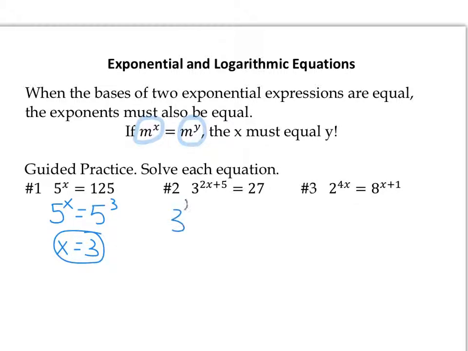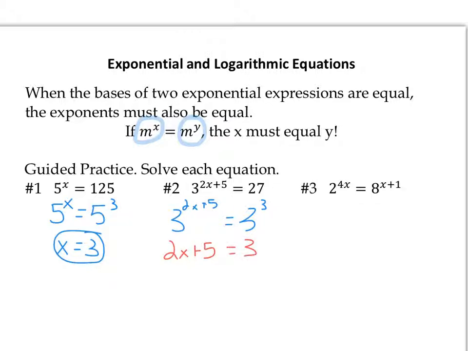In the next example, we have 3 to the power 2x plus 5 equals 27. So 3 to the 2x plus 5, we can keep that part the same. We're not going to change it at all. And then the 27 would have to be 3 to the third power. If we have the base 3 and base 3, that means the exponents would have to be the same. 2x plus 5 would have to be equal to 3. So we write that out as another equation here. We have 2x plus 5 equals 3.